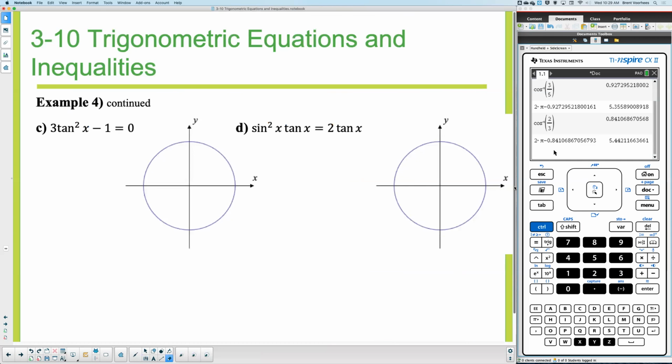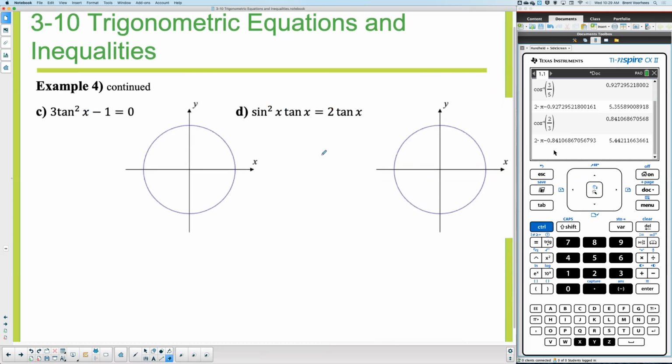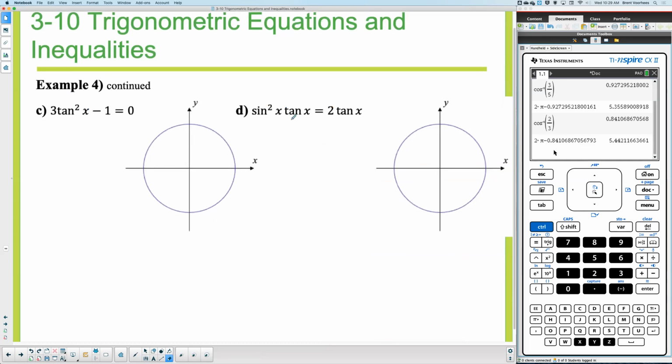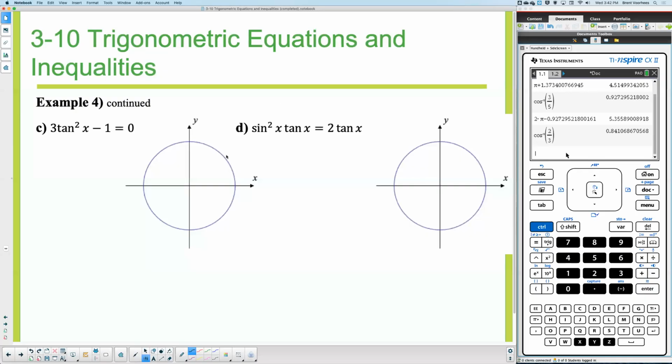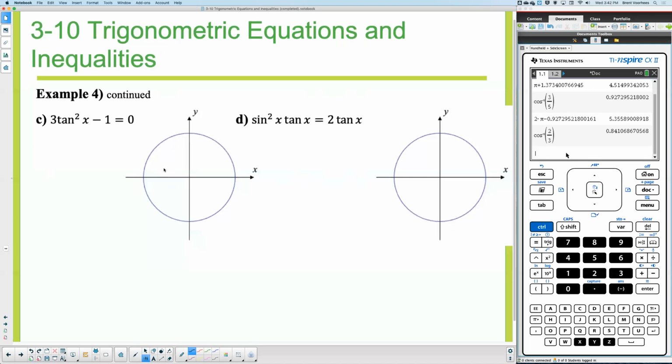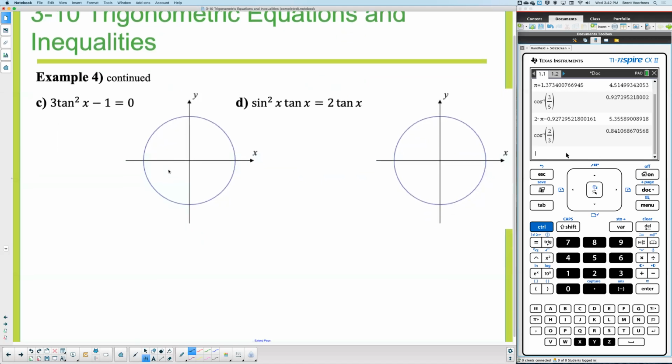All right. Let's look at examples for C and D. Okay, now let's take a look at example for C. So now let's continue solving.